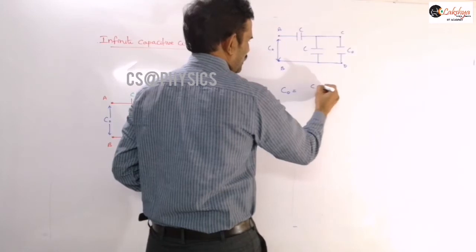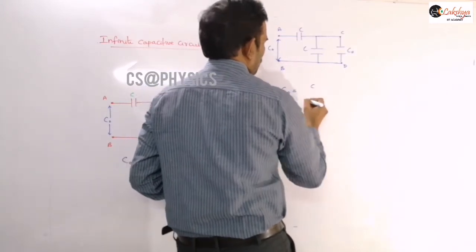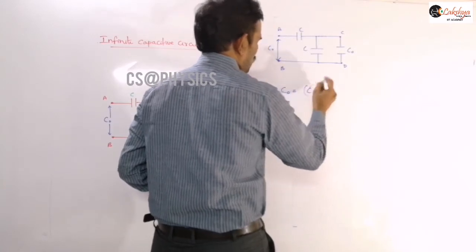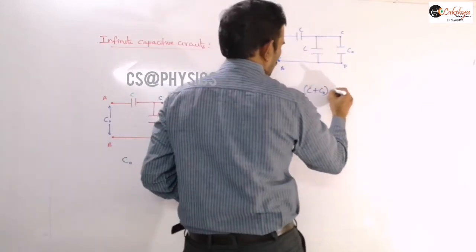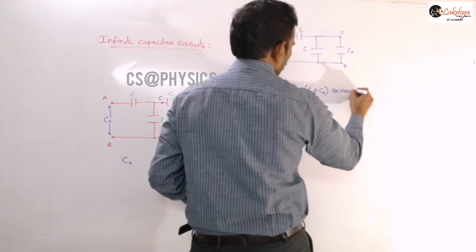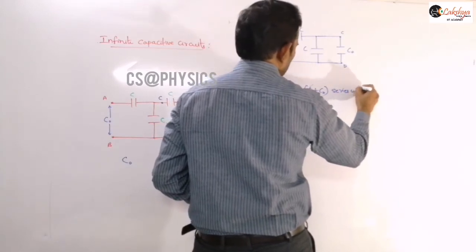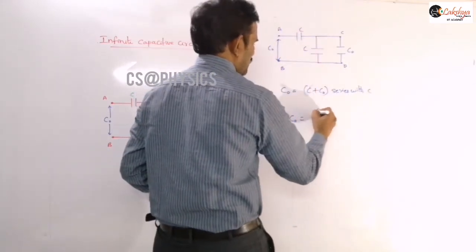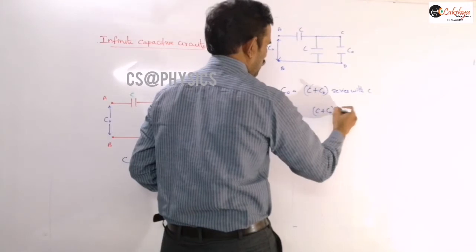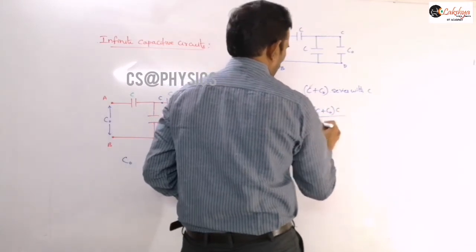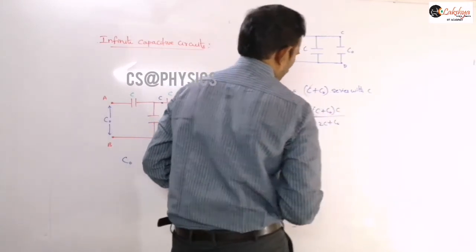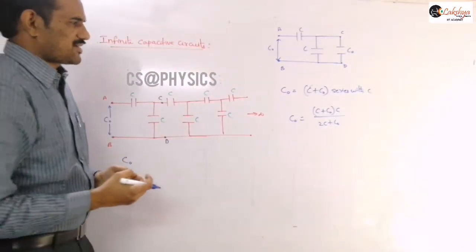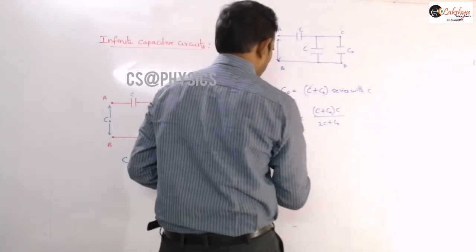So directly I am writing this as C plus C naught, that means these two are in series with this capacitance C. Therefore, I can write this as C naught is equal to (C plus C naught) into C, by 2C plus C naught, you will get. And just, you know, the remaining procedure: you will get a quadratic equation and you need to write the factors for that. So let us simplify this.